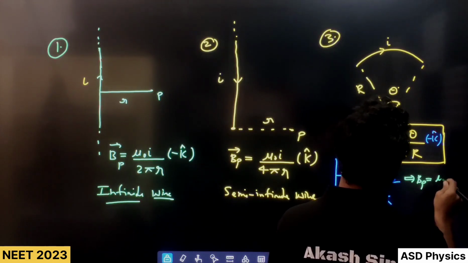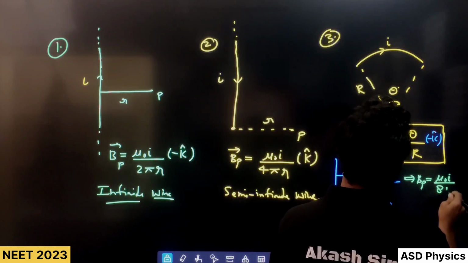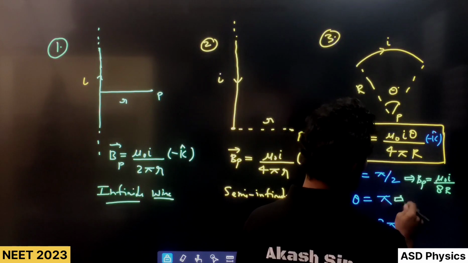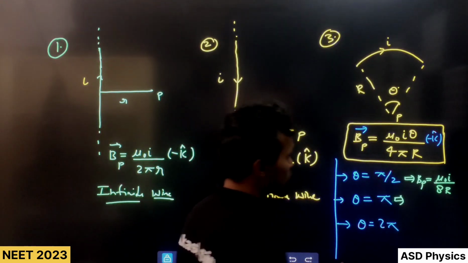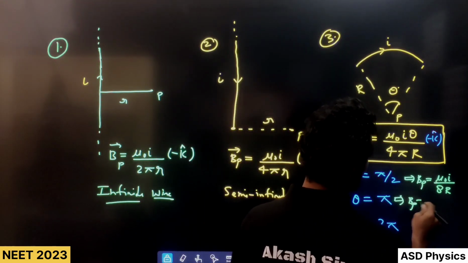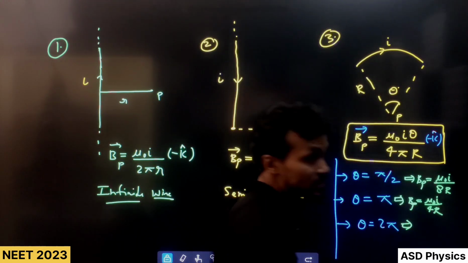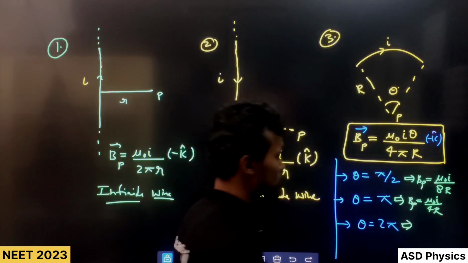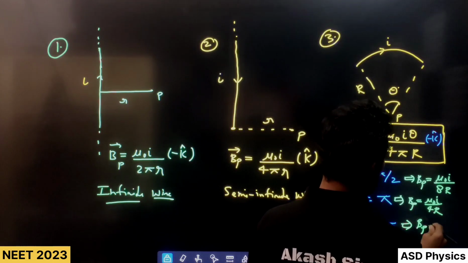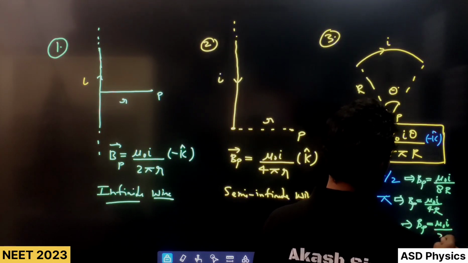Based upon this, if we write the formulas, for the quarter coil BP will be mu naught I by 8R. Similarly, in case of semicircular coil, BP will be mu naught I by 4R. And if the complete coil is there, put theta as 2 pi, so it will come mu naught I by 2R.